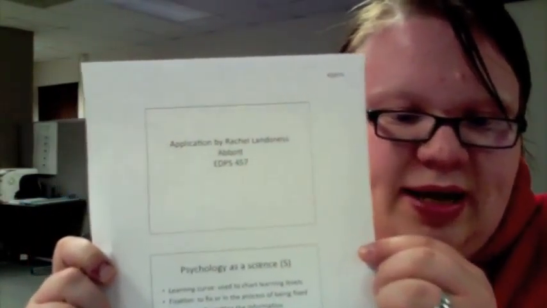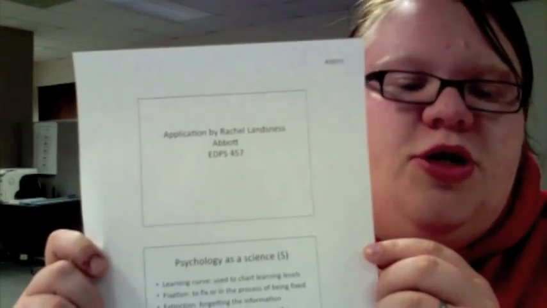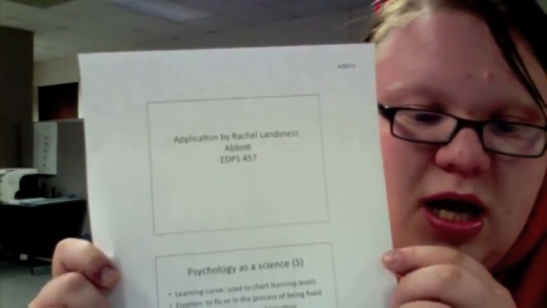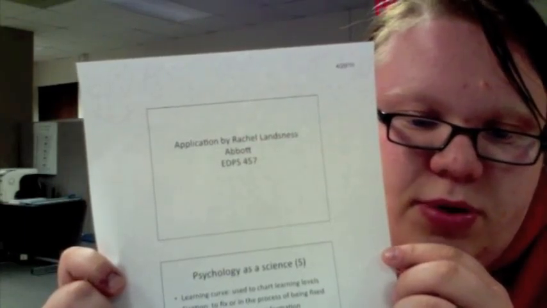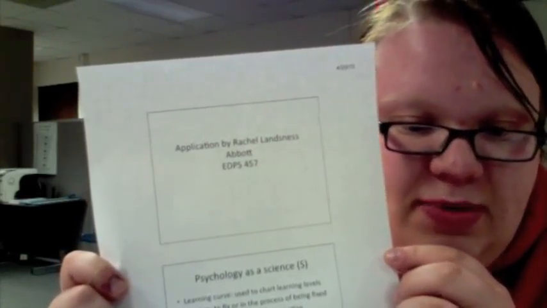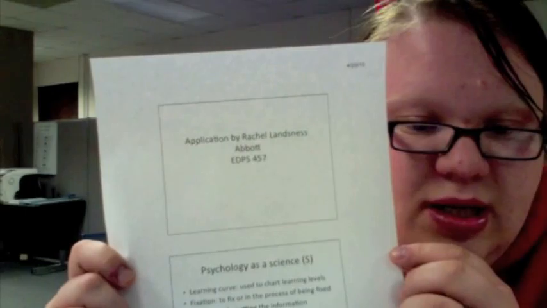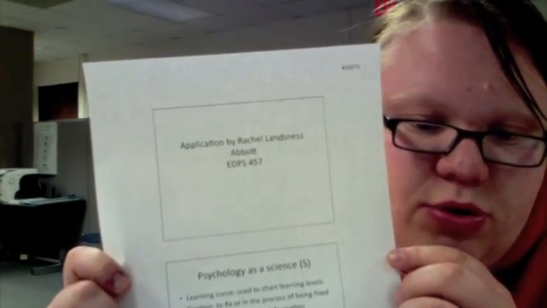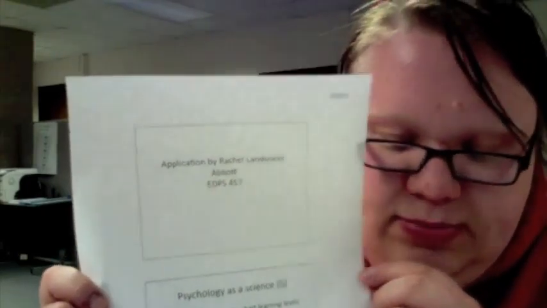Okay. I'm going to first talk to you about psychology as a science. The terms that I used are learning curve, fixation, extinction, and shaping. A learning curve is used to chart the learning levels. Fixation is used to fix or to be fixed or in the process of being fixed. Extinction is forgetting the information, and shaping is used to improve or to control the outcomes.